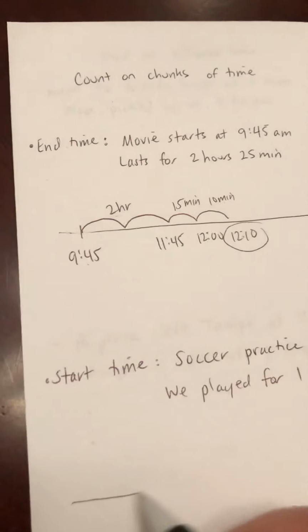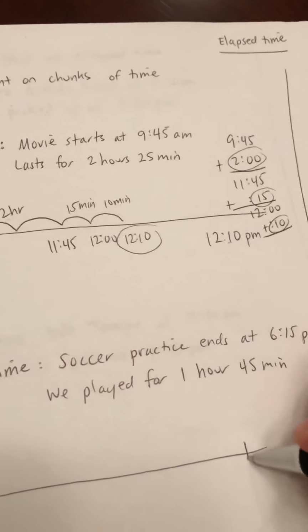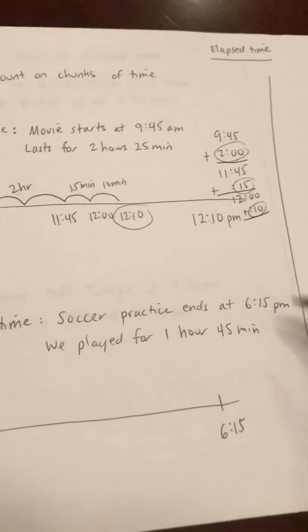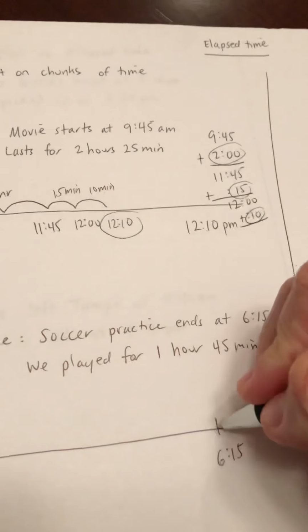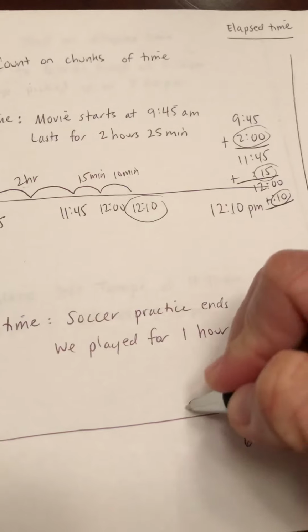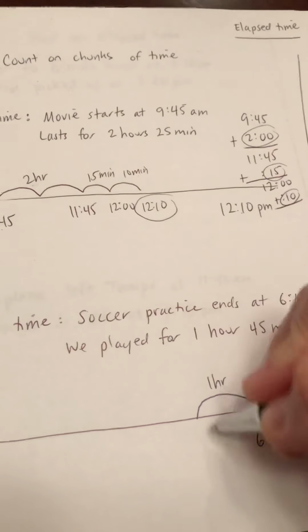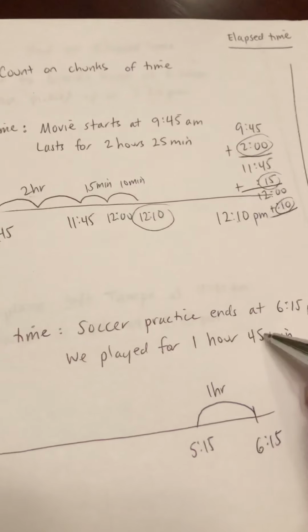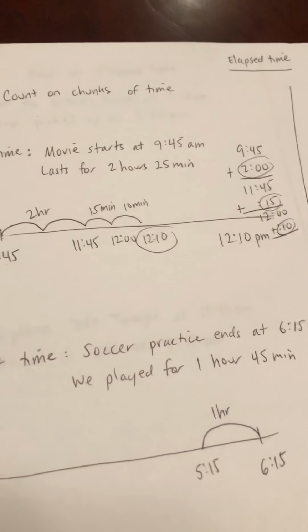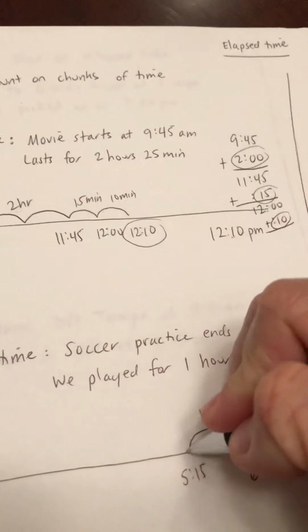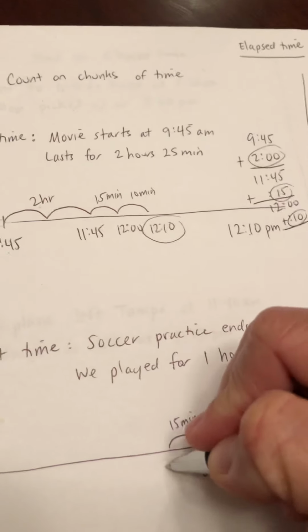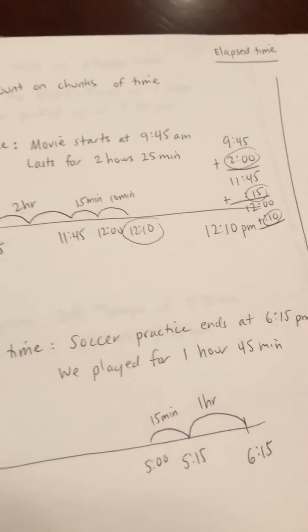So this time I know my soccer practice ends at 6:15. So this means I'm going back in time in the day. I'm going to go back 1 hour and 45 minutes. So I'm going to jump back my one chunk of time. I'm going to jump back an hour. That will put me at 5:15. I still need to go 45 minutes. 5:15 going back 45 minutes. If I jump back 15 minutes, that will put me at 5 o'clock.